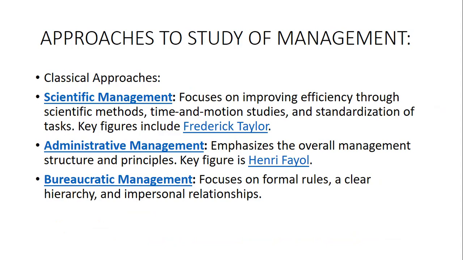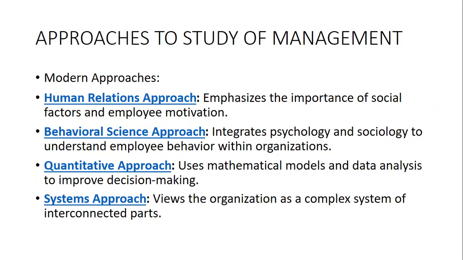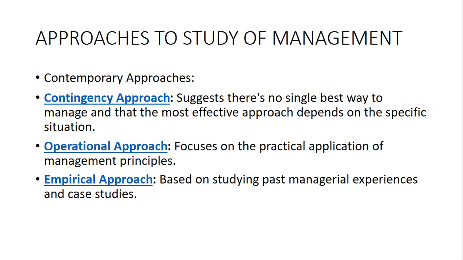Different approaches for studying management. What are the various approaches followed for studying the management system? Classical approaches, that is scientific management, administrative management, and bureaucratic management. Already we have seen this in the evolution of management theory. Then modern approaches: human relations system, behavioral science approach, quantitative approach, and systems approach. And contemporary approaches: contingency approach, operational approach, and empirical approach.